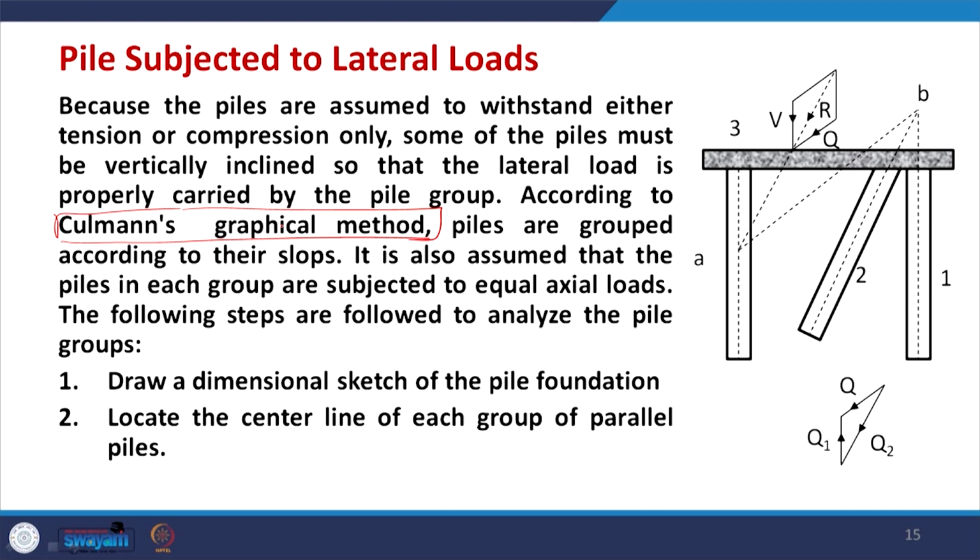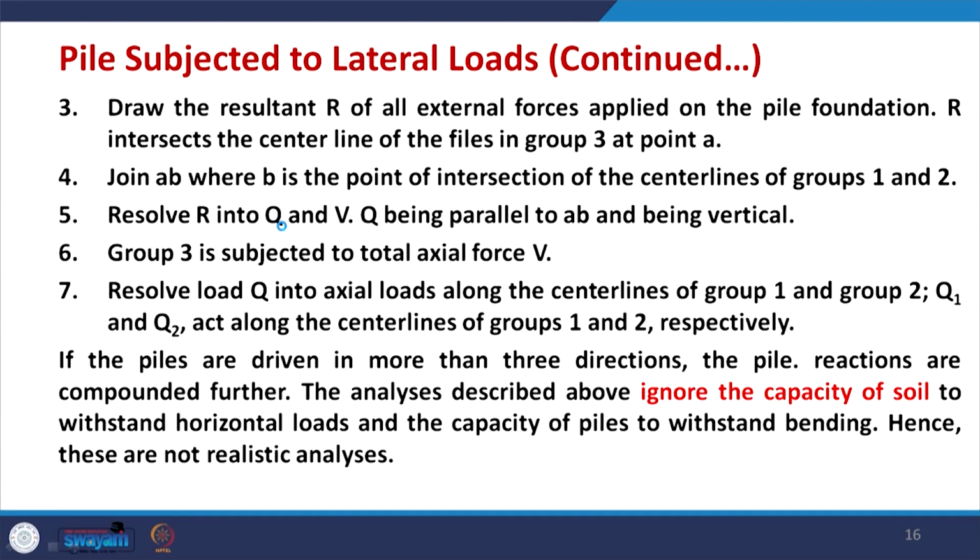So, 1 may represent a pile group itself, where the center of each pile group is passing through this dotted line, for 2 inclined and 3 for vertical. So, now you have in this case 3 pile groups, where the center lines are known to us. So, locate the center line of each group of parallel piles. The next step, draw the resultant R of all actions applied on the pile foundation. R intersects the center line of the piles in group 3 at point A.